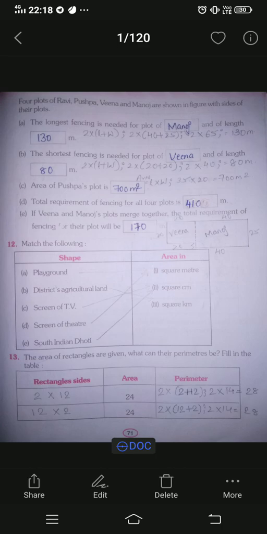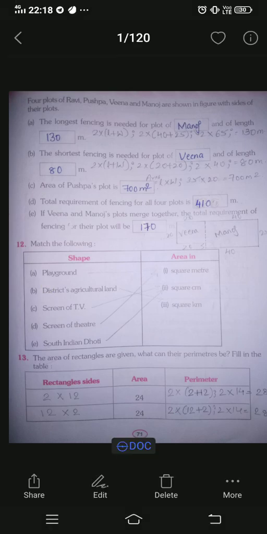Okay, and our next question, if we see, this is match the following. This is very simple. I have drawn with pencil, but no problem. While sending on WhatsApp, you will see it clearly. Otherwise, you can hear it carefully. So playground, okay, so this is the question.